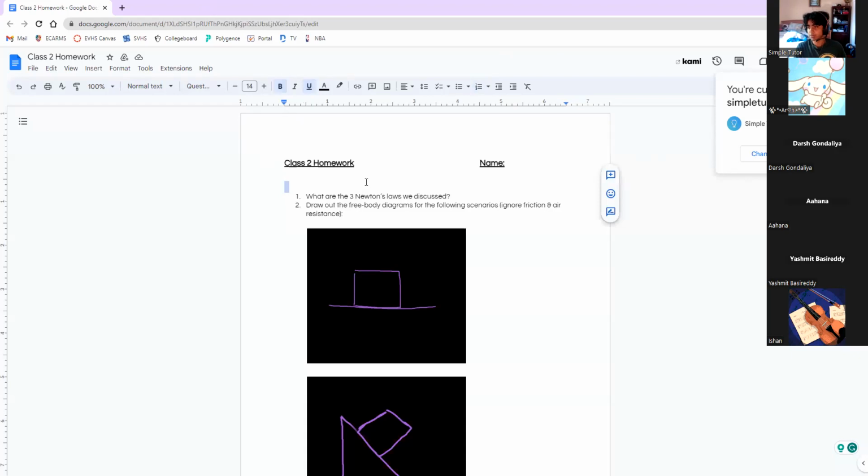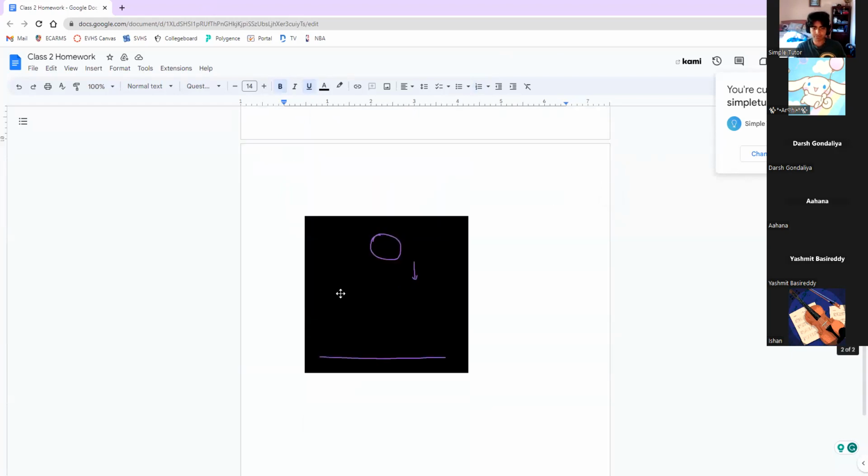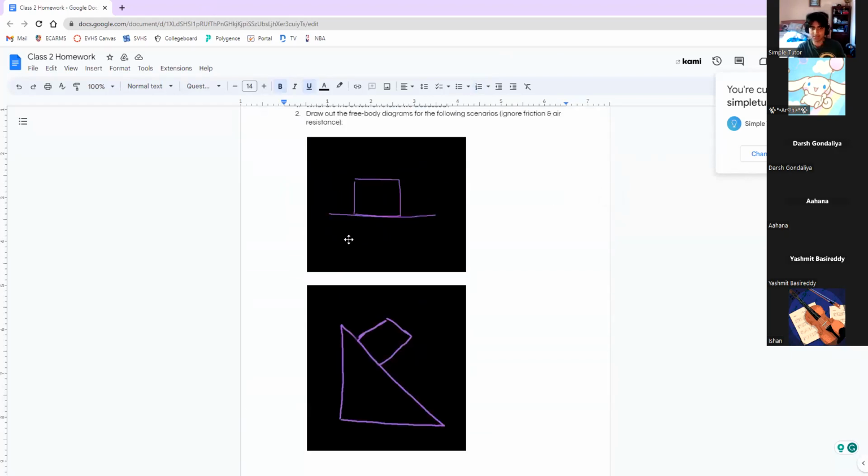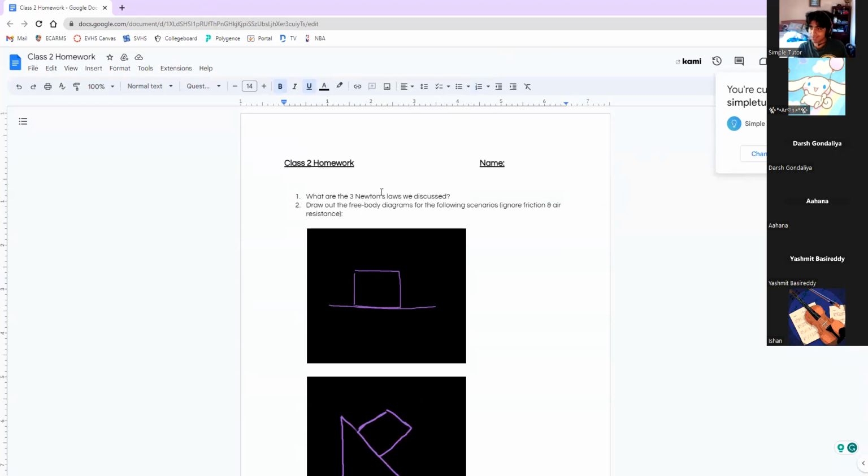First thing we're going to do today is just quickly go over the homework from last class. Kept it pretty short, pretty easy for you guys. The first question was, what are three Newton's laws that we discussed? I'll answer this one myself because I'm pretty sure all of you guys know it. F equals ma. Every action has an equal and opposite reaction, and then the law of inertia, which is an object stays in rest or remains in motion until acted upon by some kind of external force.